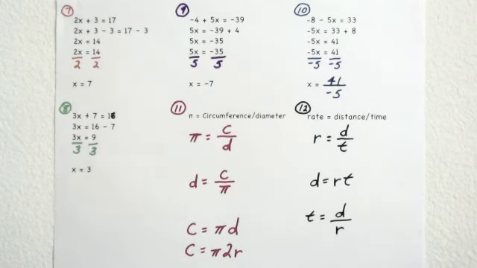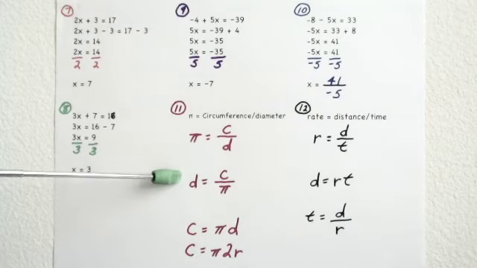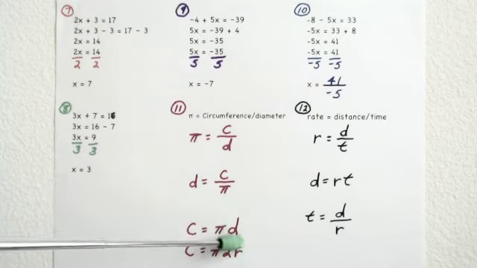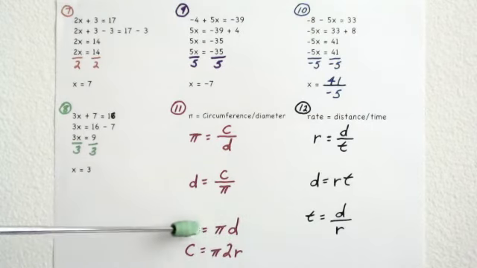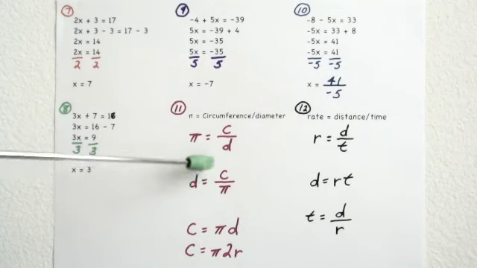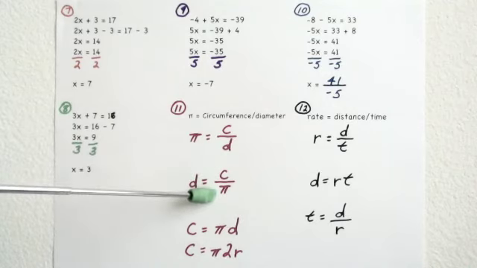Now, what if I want to know diameter? If you look at this equation, to get d by itself, I must divide by pi. Therefore, I must divide circumference by pi. So diameter equals circumference divided by pi.